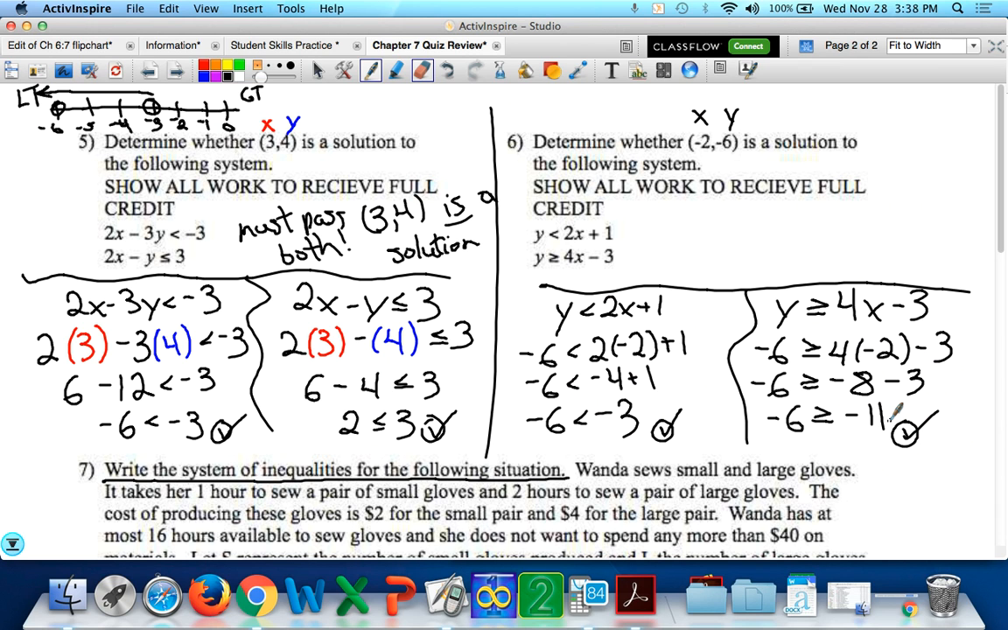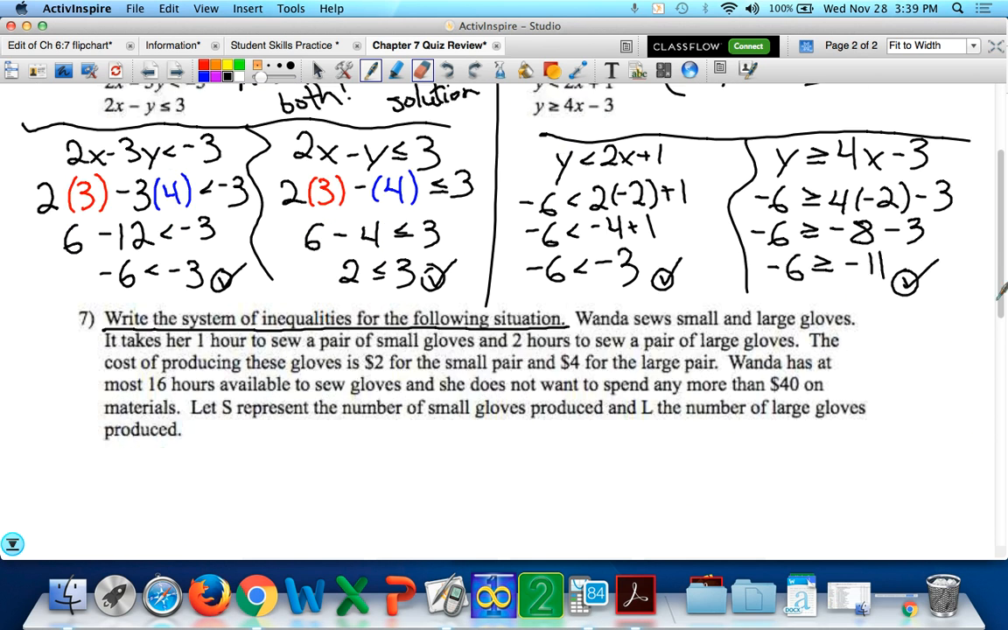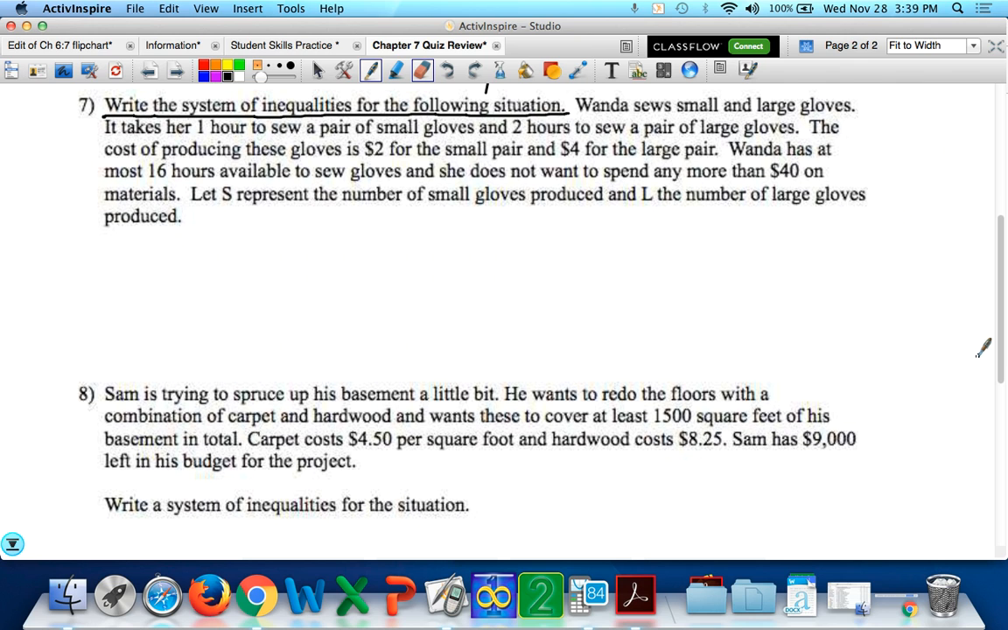Kind of reverse of the other one, or of how it worked, okay? Still, double true statement, meaning negative 2 comma negative 6 is a solution. So I know both of those worked out right, okay? But on the quiz, if even one of them fails, then it's not a solution, okay? Even one of them fails, it's not a solution.